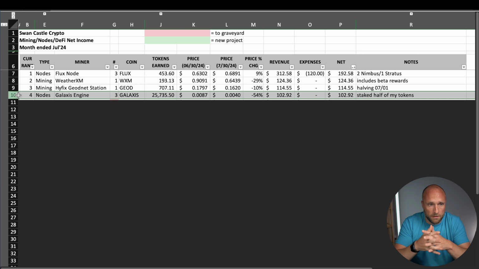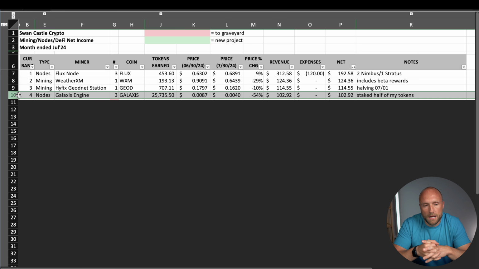It was a very volatile month for the crypto market. Obviously, we're aware of a lot of different major news stories impacting crypto this last month. And obviously, Galaxis was on the downside this month. We saw a lot of tokens that we hold, some up big, some down big, and this is one of them that are down big.